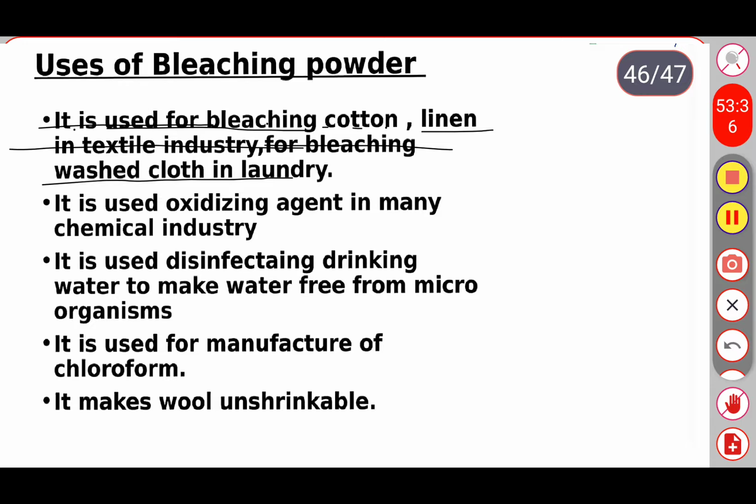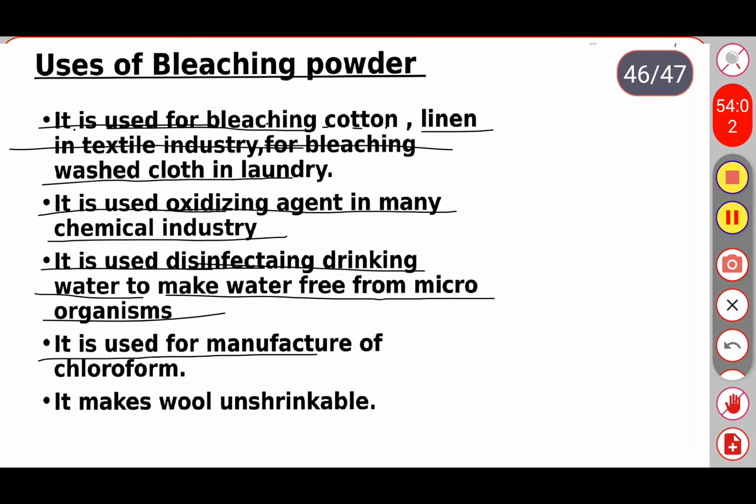Third one, it is used for disinfecting drinking water to make water free from microorganisms. And the fourth use of bleaching powder is for the manufacture of chloroform. And the last one is it makes wool unshrinkable. So these are some of the uses of bleaching powder.